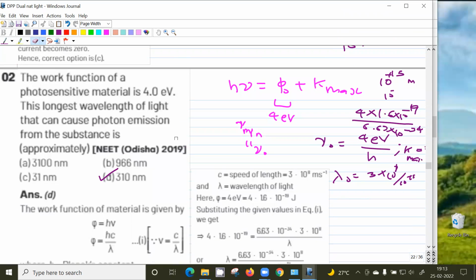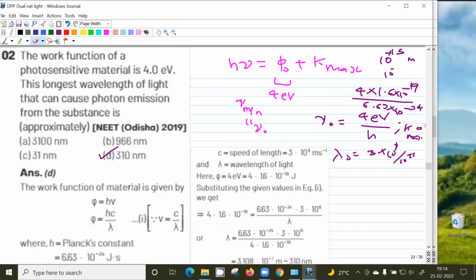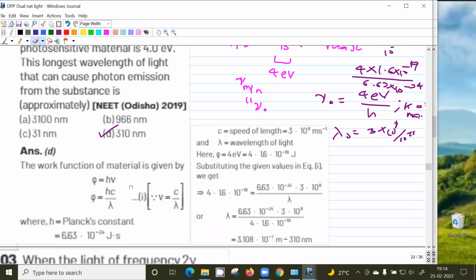Got it? 4 into 1.6 divided by 6.6 will cancel. You have to find it approximately. Exact calculation is not required. So is it clear? 4 into 1.6 by 6.6 will cancel approximately. So only 3 will remain. It will come out to be 300 nanometer. So that is 3 times. Yes, sir.